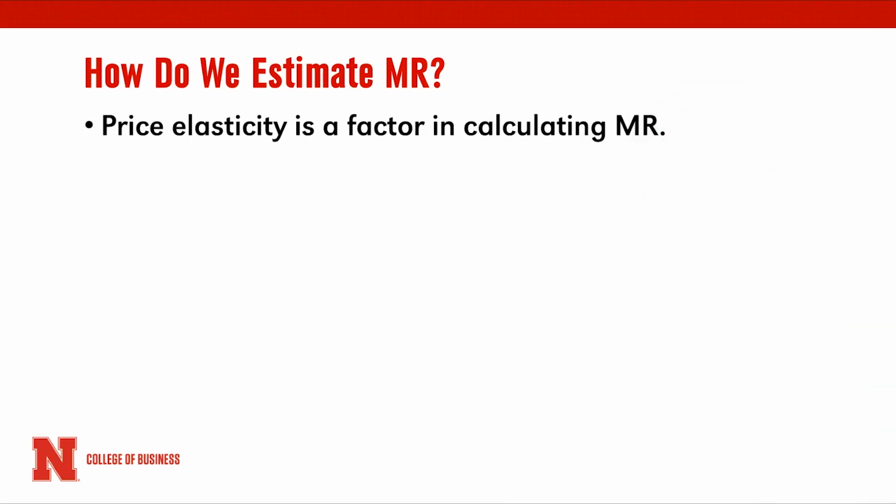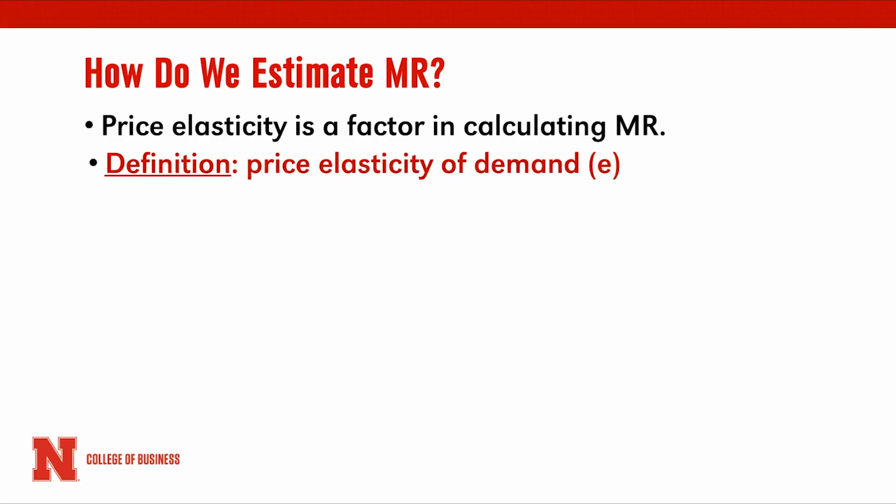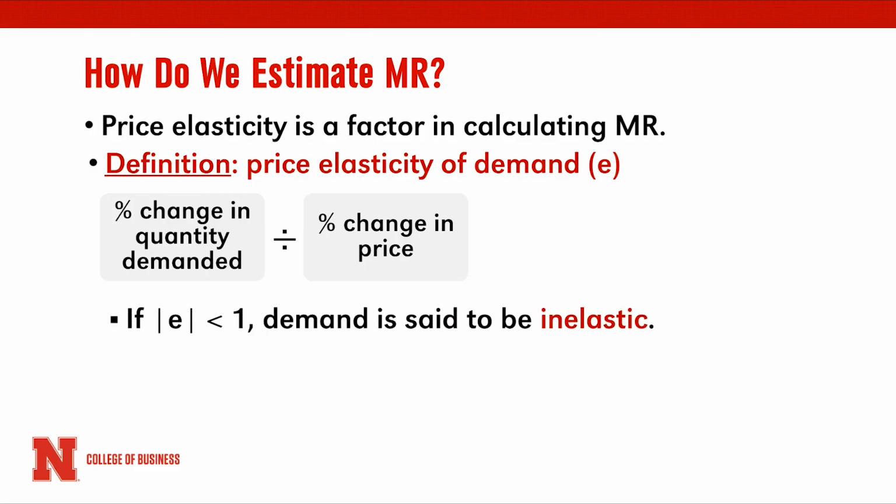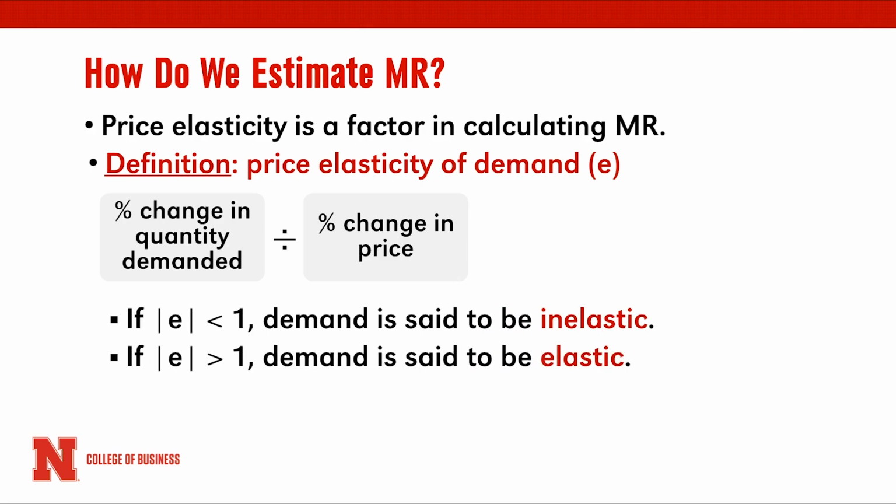Now, how do we estimate marginal revenue? Price elasticity is a critical component of estimating or calculating marginal revenue. Price elasticity of demand, again, we defined as the percentage change in quantity divided by the percentage change in price. If E is less than 1 in absolute value, remember, that means the demand is referred to as inelastic or not very price sensitive. If it's greater than 1, demand is very price responsive, meaning that for a percentage price change, the quantity change will be even larger in percentage terms. So quantities respond very dramatically to a change in price.